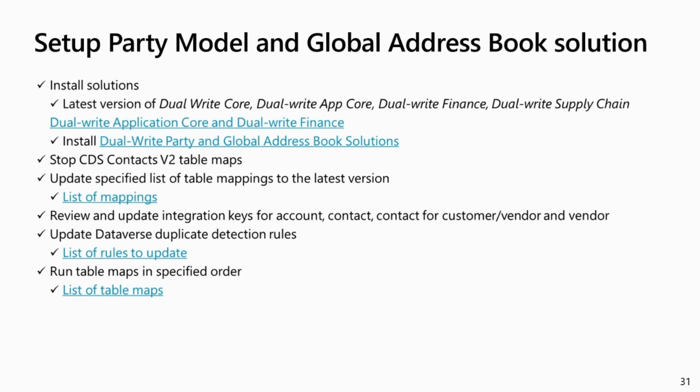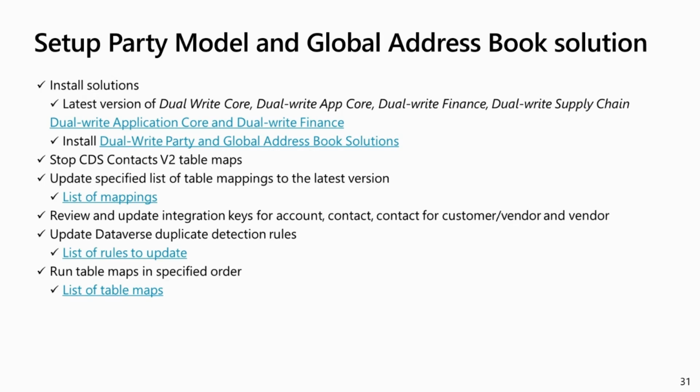You have a link over here, so you can go through and see what those steps are to follow. Once you install this particular solution, then stop the CDS contacts V2 table maps because they are not required anymore. And then manually apply the latest version of the entity mappings, which are updated for party functionality. You can see those mapping details in this doc link. And then before running these maps, you must review or update the integration keys, which is again a manual step, and you need to do it for account, contact, customers, and vendors.